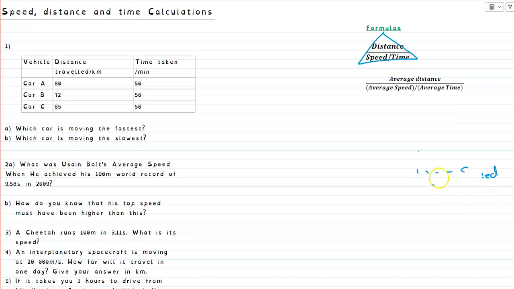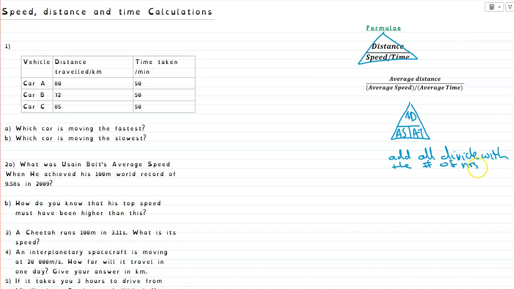The next formula is for average. Now you'll see that it's basically the same as the distance, speed, and time triangle. It's just a triangle again, right? But now you have the average distance, the average speed, and the average time. Okay, and we all know how averages work. You add all and divide with the number of numbers added.